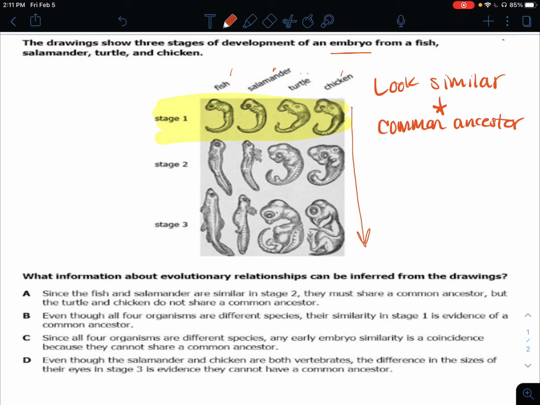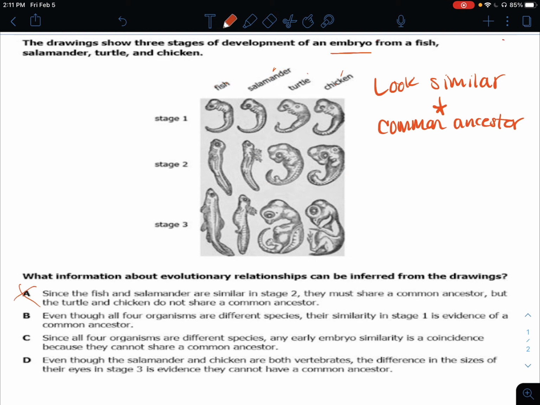So choice A says since the fish, salamander, are similar in stage 2, here's stage 2, they must share a common ancestor. Okay, so far so good. But the turtle and chicken do not share a common ancestor. Well, that doesn't make any sense because look right here, the turtle and chicken look alike. So why can't they share a common ancestor? Remember, the more things look alike, the more they are going to share a common ancestor, the more closely related they are. So those two guys, they're going to be closely related. So it's not going to be A.